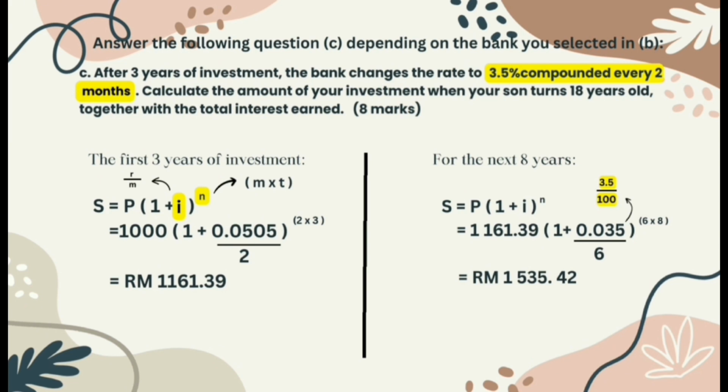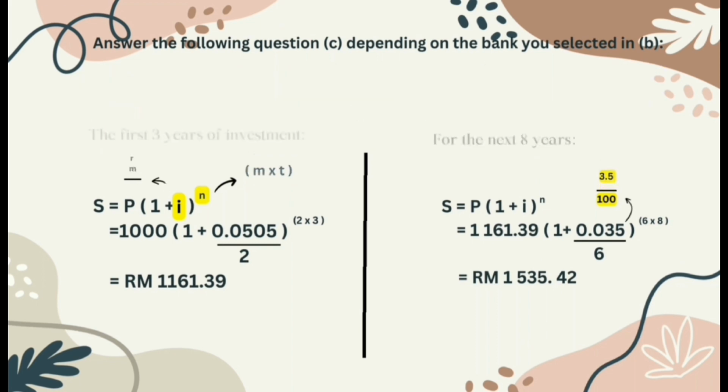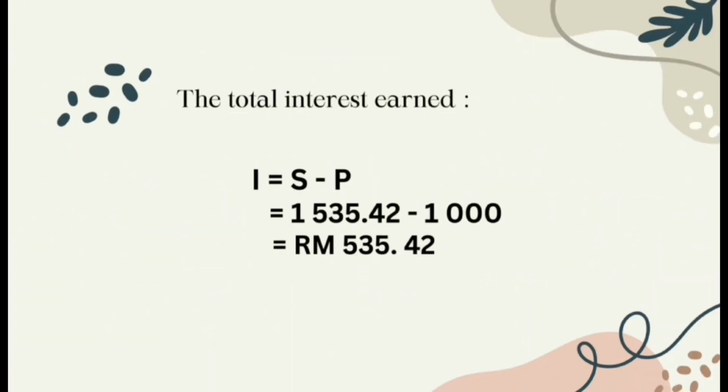Lastly, we need to find the total interest earned. How to find the amount of interest earned? Let me show you. By using the formula I equals S minus P, you will get the answer 535 ringgit and 42 cents. But be careful with the P value, we use 1,000 because it is the initial investment amount.